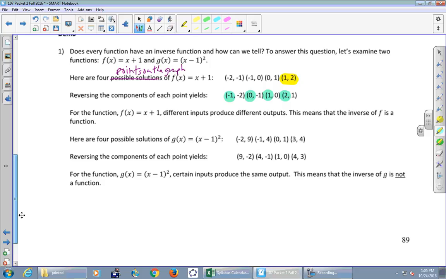Same idea here, but now with g of x equals (x minus 1) squared. And so you could plug in -2 and 1 and 0 and 3. You could plug in a lot of numbers. And when we reverse those pairs, what do we notice? We have which 2 points are the problem ones? 4, -1, and 4, 3, right?